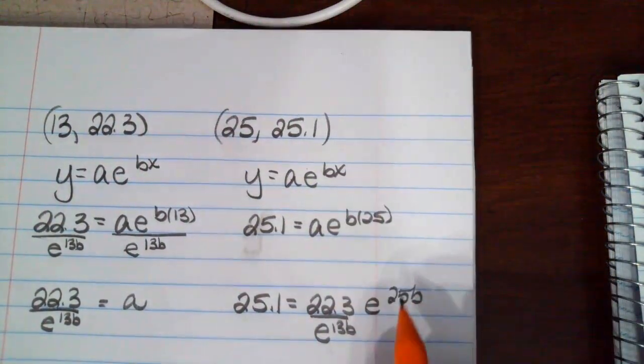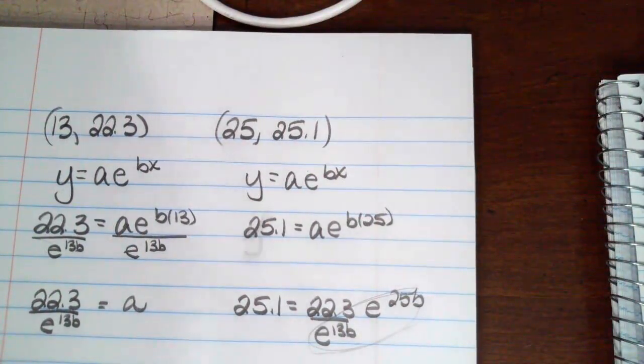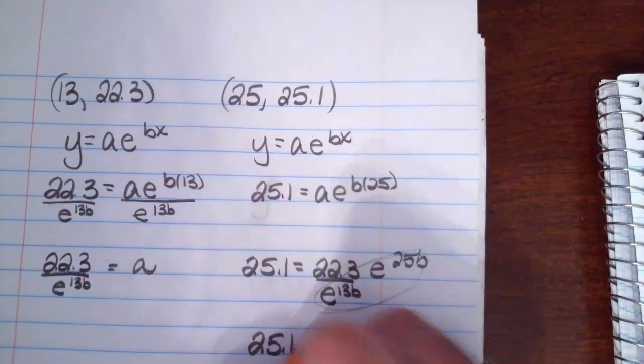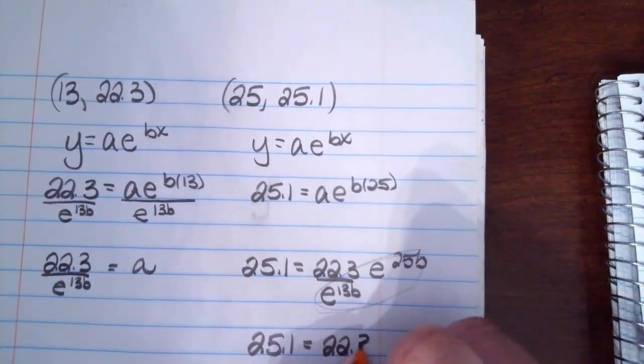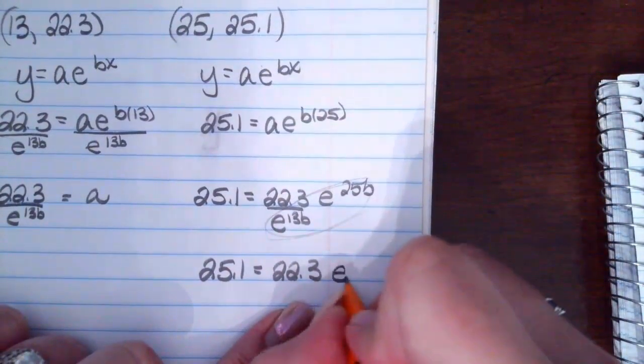Okay? These reduce. They've got the same base. So what do I do if I'm dividing with the same base? I subtract my exponents. So I've got 25.1 is 22.3 e to the 12b.